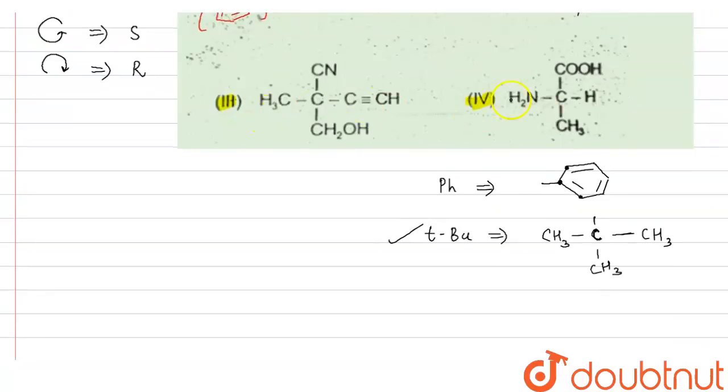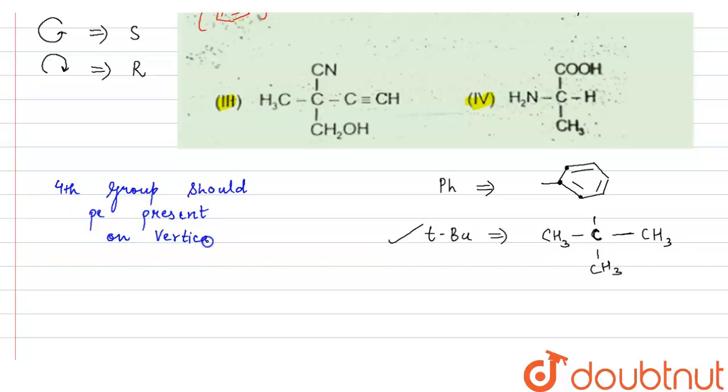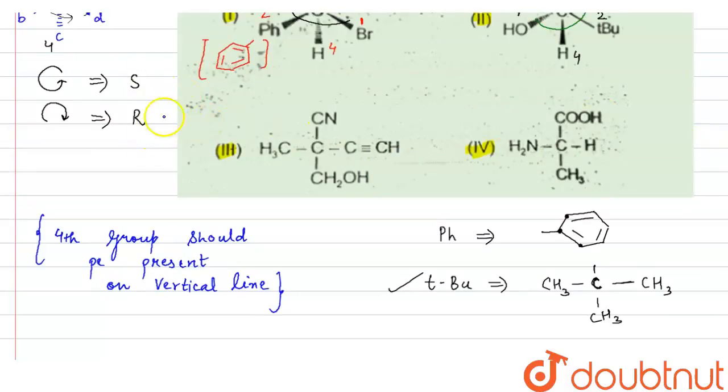Now we will check the third and fourth compound. Now in these compounds also we have to use the same rule, but always remember that the fourth group should be present on vertical line. If it is present on horizontal line, then we have to reverse the order.